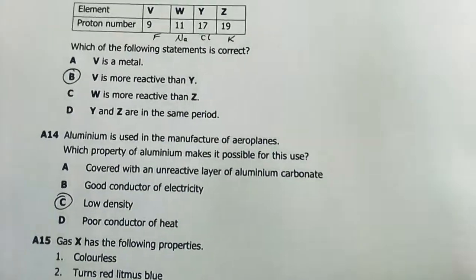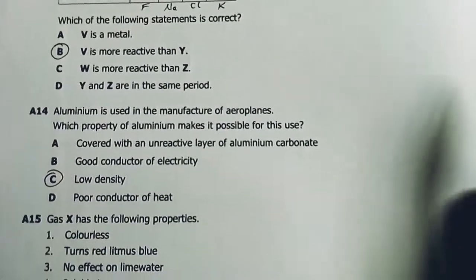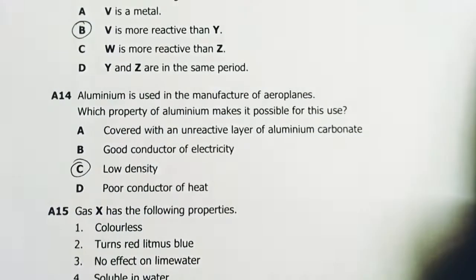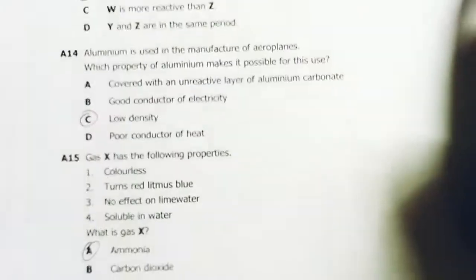So 14, aluminum is used in the manufacture of aeroplane bodies. The main reason why it has got this advantage is because it is of low density. Okay, it has a low density.